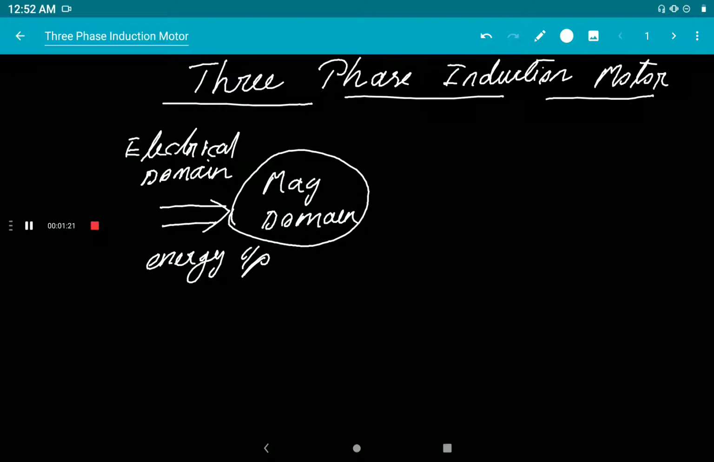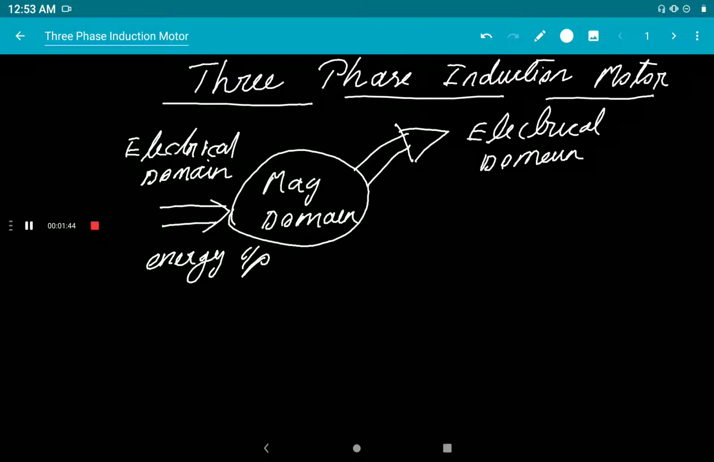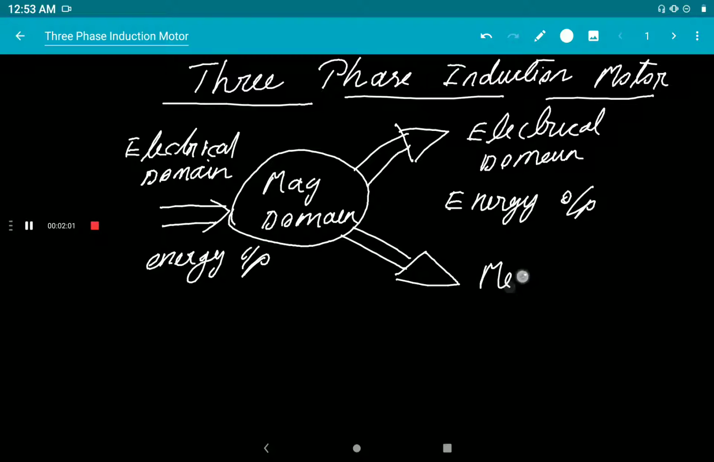And induction machines are of different classes. A part of them gives energy output in the electrical domain. So a part of these devices will give output in the electrical domain, and a part of these devices gives the energy output in the mechanical domain.